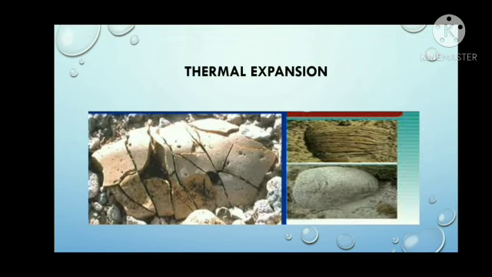Next, we have thermal expansion. Thermal expansion is another type of physical weathering that occurs mainly in desert areas, like those shown in the Sahara Desert. The outer layer of the rock is heated by the sun, which causes it to expand, and as it cools during the night, it contracts.